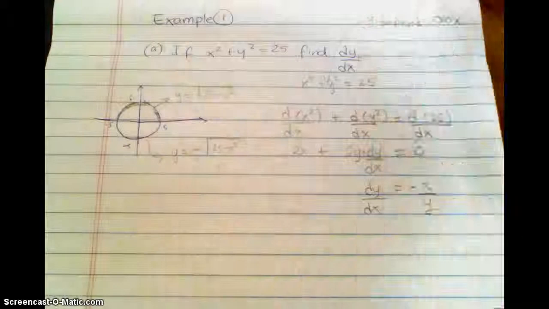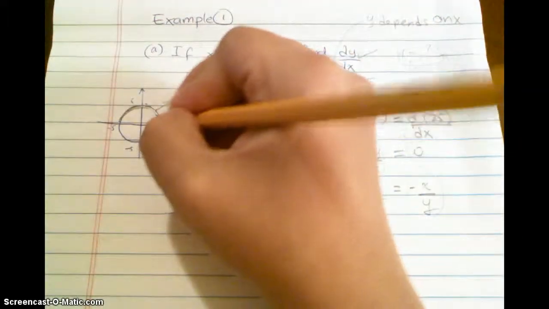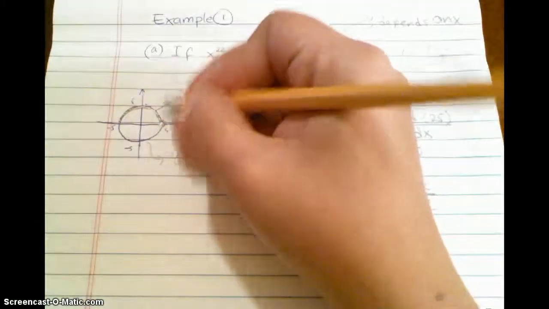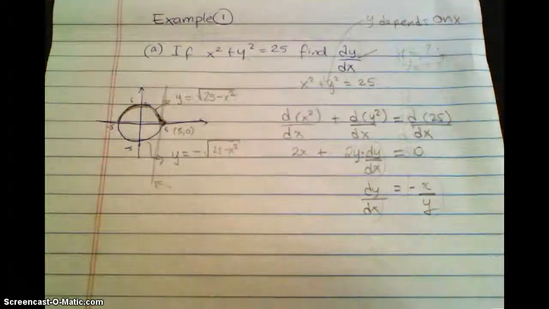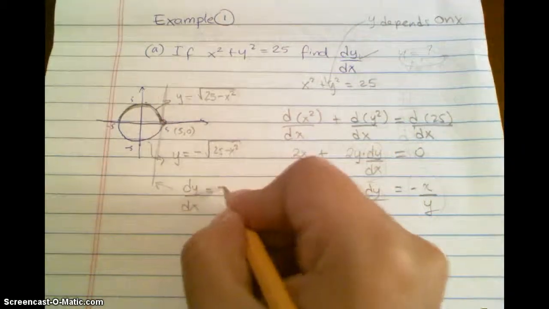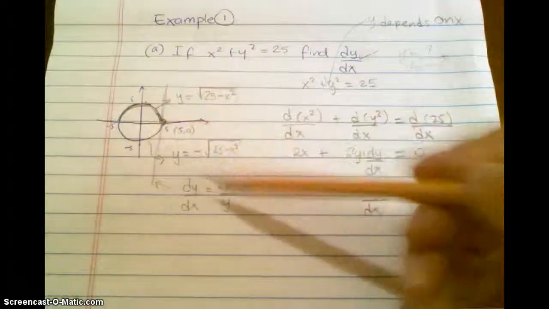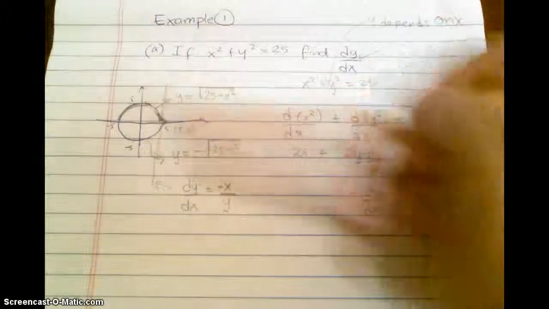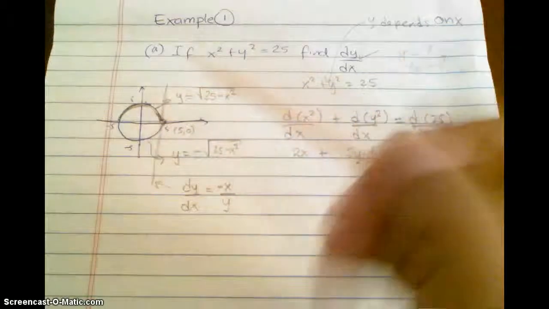So let's go back in here and let's look at what we have. This is the point 5, 0. Okay, the tangent line looks like this. Okay, that's the tangent line. So according to this, the derivative of y with respect to x is the opposite of the x coordinate divided by the y coordinate. For this point, it would be negative 5 divided by 0, and you know that you cannot divide by 0, so the slope is undefined, as you know, of a vertical line.